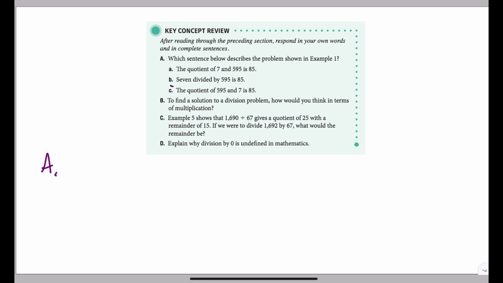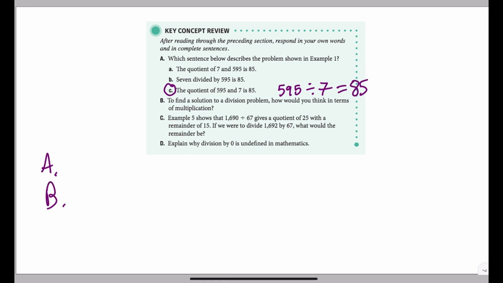That's right, it's C. The quotient of 595 and 7 is 85, because that says the quotient, which says the division of two things. The first thing is 595, the second thing is 7, and "is" is the mathematical equivalent of equals 85. So 595 divided by 7 is 85. The quotient of 595 and 7 is 85. All right, so that's A.